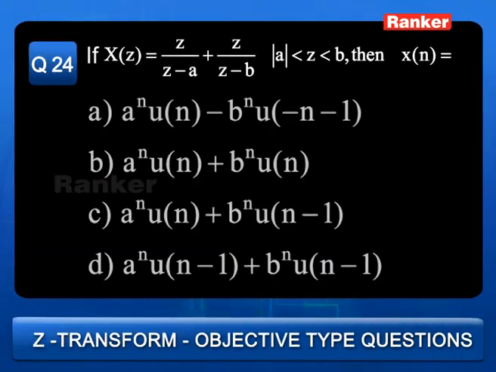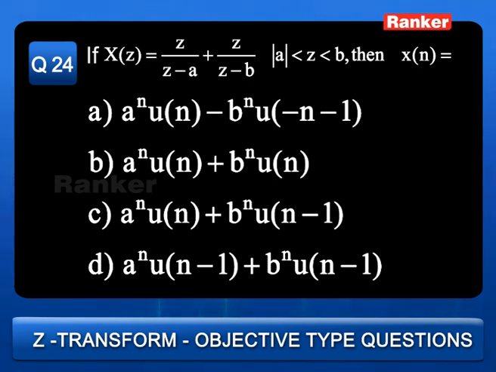Let us see question number 24. If X(z) is equal to z/(z minus a) plus z/(z minus b), and z lies between a and b, then x(n) is equal to: A, a^n u(n) minus b^n u(minus n minus 1); B, a^n u(n) plus b^n u(n); C, a^n u(n) plus b^n u(n minus 1); and D, a^n u(n minus 1) plus b^n u(n minus 1).